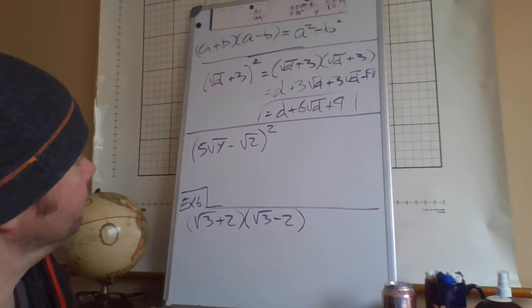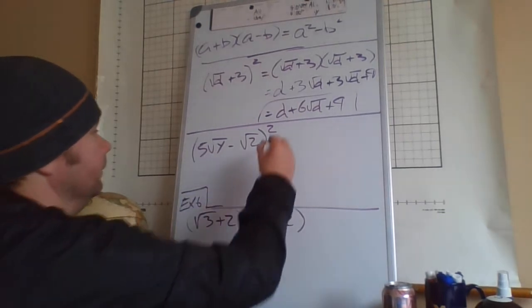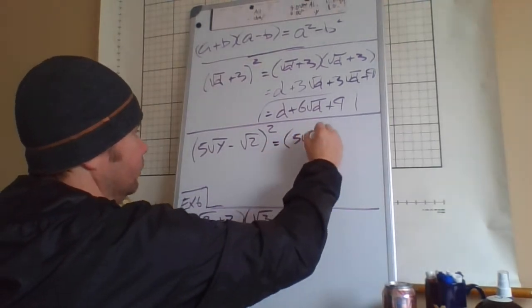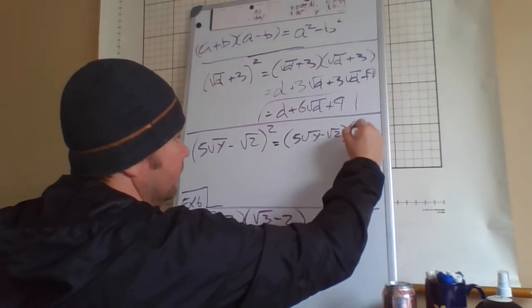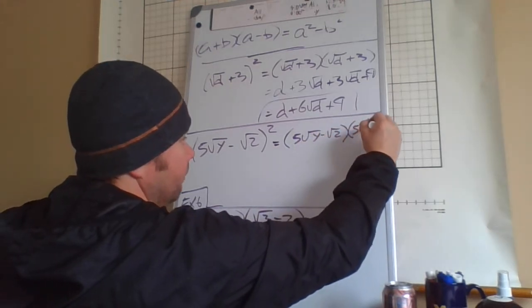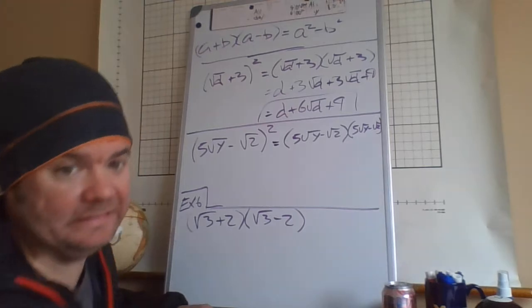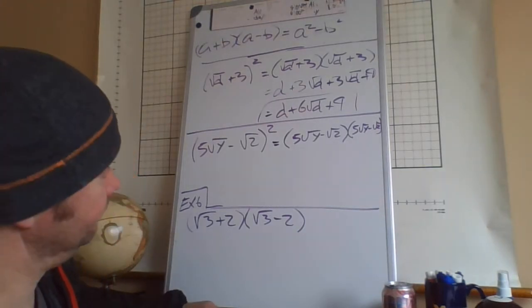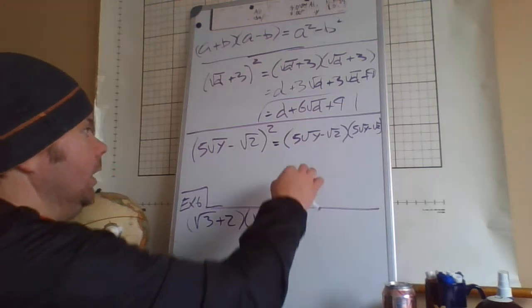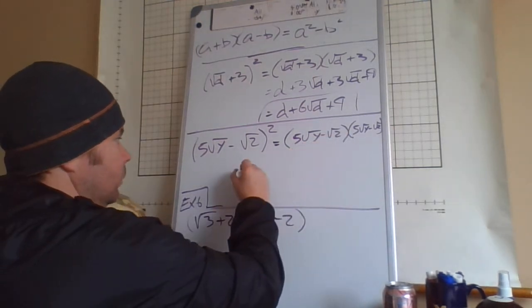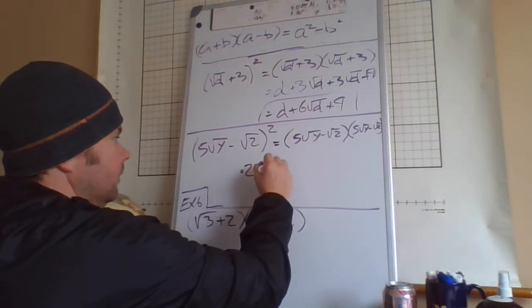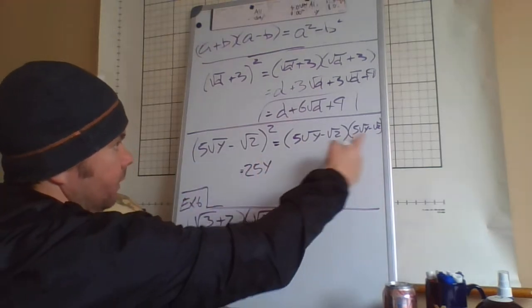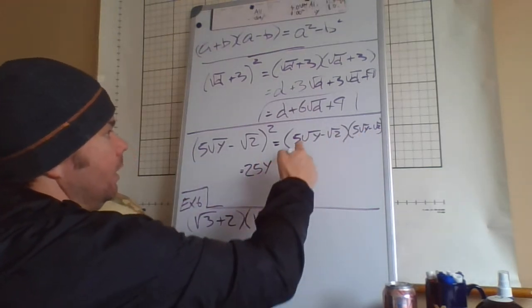Same deal here, right? I've got 5 times the square root of y minus the square root of 2, times 5 times the square root of y minus the square root of 2. I hope you can see that. It was kind of careless at the end, but I think you can tell what it is. This times this equals 25 times y, because the square root of y times the square root of y is y.